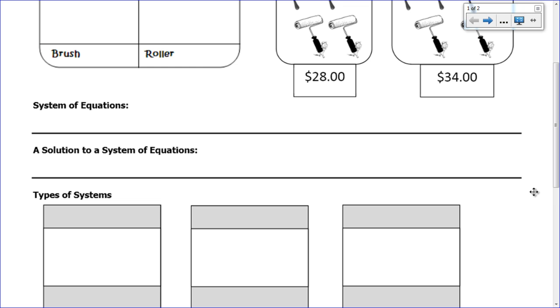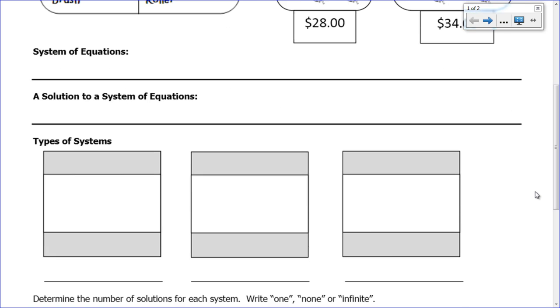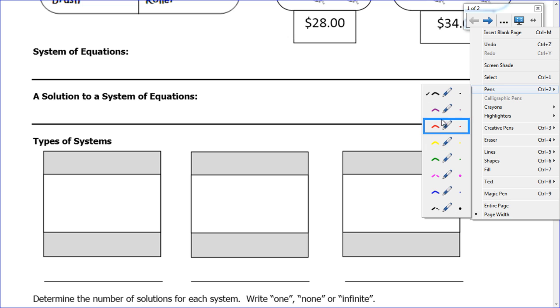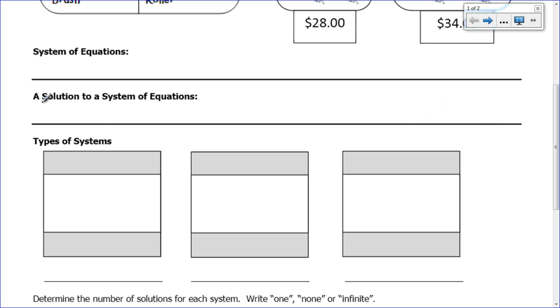Your notes have an example at the top with the pictures of the paintbrushes and stuff. We're going to skip down to here where the definitions are. We're going to talk about some definitions, and then some things about systems. We're still doing an introduction. So a system of equations is two or more equations containing two or more variables.